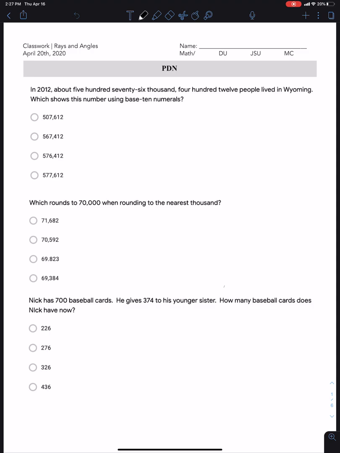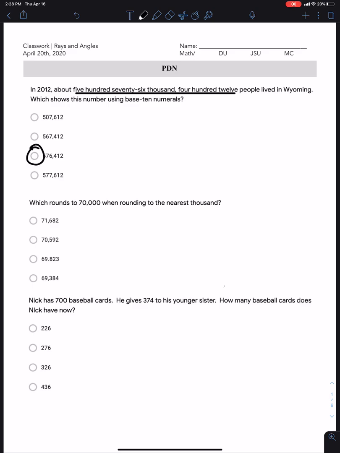All right, so we're going to start the lesson. If you have not done your PD, pause the video until you get it done so you can check your answers with me. All right, so the first question says, in 2012, about 576,412 people lived in Wyoming. Which shows this number using base 10 numerals? And that is 576,412. That would be this one.